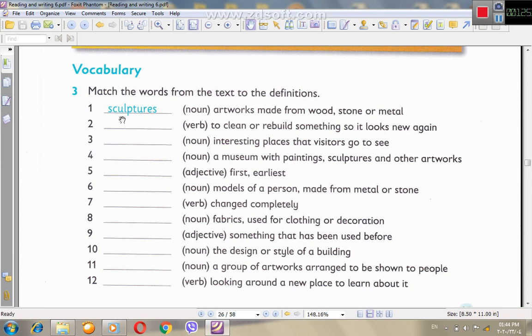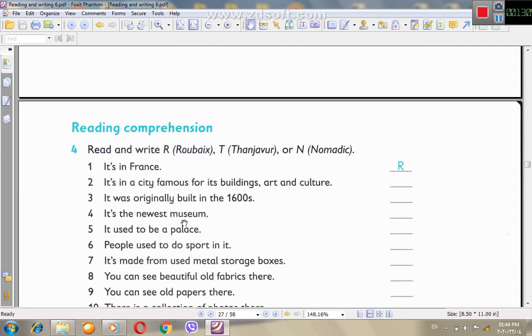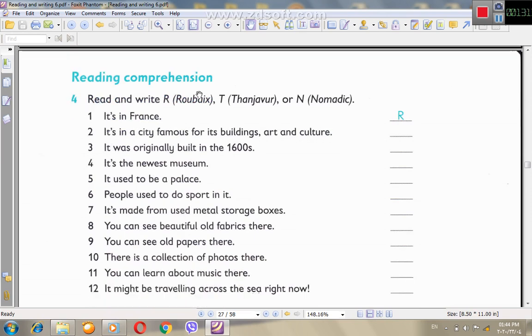The first one, sculptures. What does sculpture mean? Artworks made from wood, stone, or metal. And try to complete as much as you can, with the highlighted words, please. We're going to continue in the next lesson together. We will check together. Reading comprehension. Read and write. R for Roubaix, T for Tanjore, or N for nomadic.